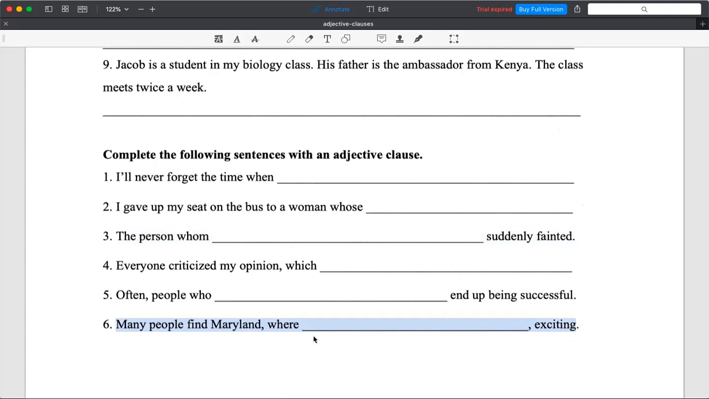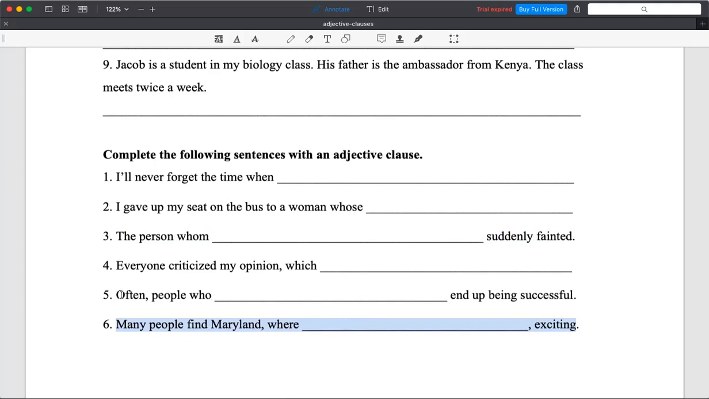Many people find Maryland where trees talk exciting. Trees talk in Maryland? I've never heard of it. Interesting. Yes, trees communicate, of course, through their roots, through pulses, but talking is a little... Grammatically, your sentence is okay. Howleen?